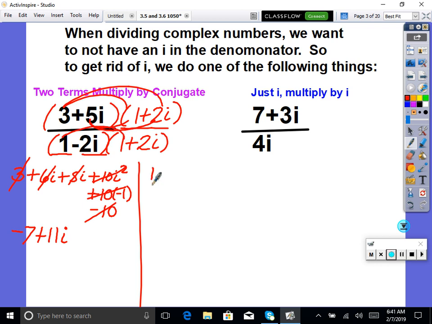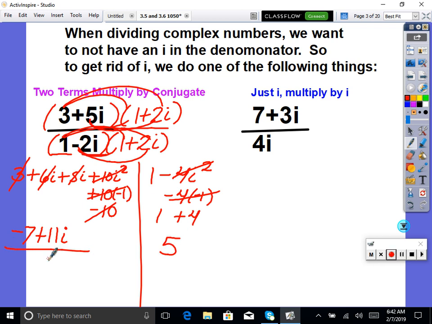Now I'm going to do my bottoms. 1 times 1 is 1. Plus 2i minus 2i. My middle term will cancel out with conjugates. Then right here we have minus 4i squared, which is minus 4 times -1, which is plus 4. So we have a 1 plus 4, which is 5. So now I'd go over here and say divided by 5. Then if all three things divide by something in common, you can simplify it, but this one didn't.